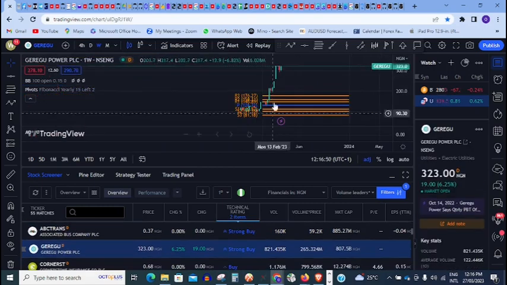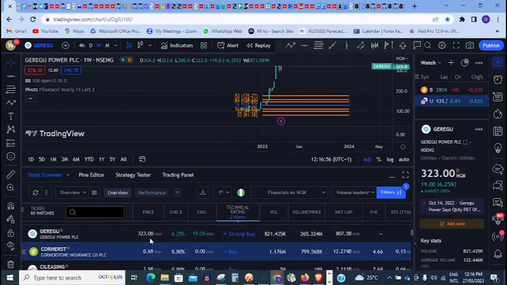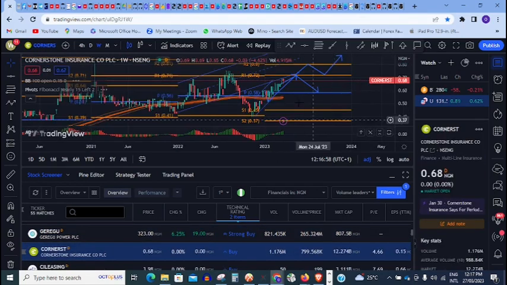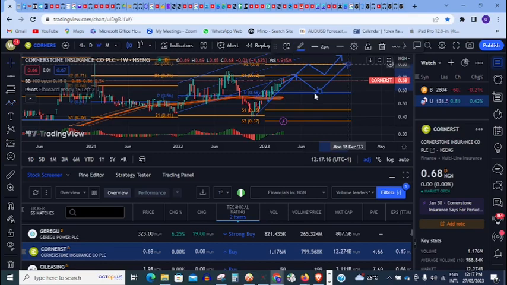Jerigo overbought. If you want to buy it, you can buy at 301. Cornerstone Insurance, I'd rather wait for market to come back and test this level for that 60 kobo. Then I'll take entry back to this place or this place, 80 kobo.